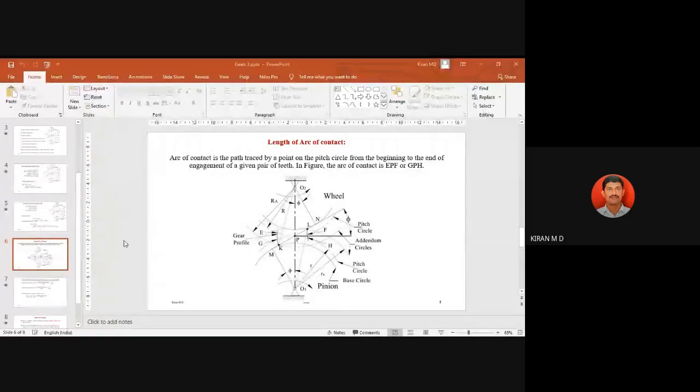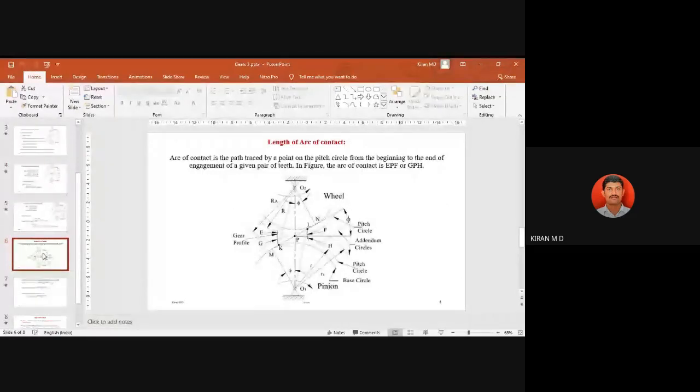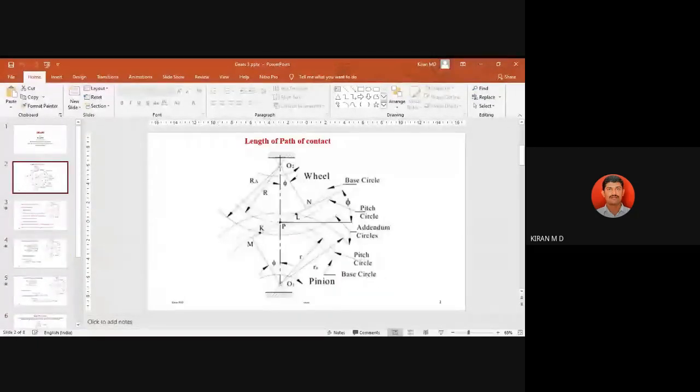Okay, so you require the length of path of approach, length of path of recess, length of arc of approach. Which one? Someone asked a doubt. Sir, that path of approach and path of recess, sir. Path of approach. Okay, no problem. See, it is very simple.